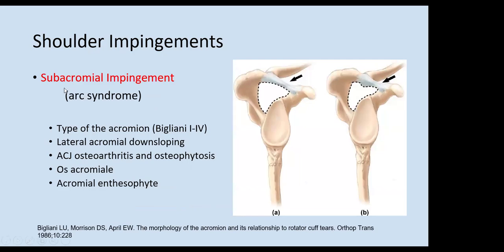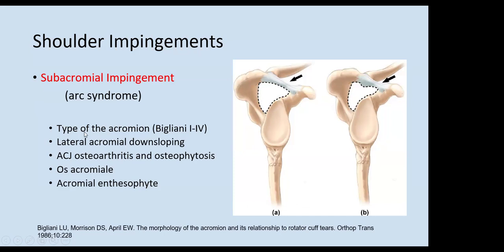The subacromial impingement is also called the arc syndrome. And the reason for that is because that's where the supraspinatus muscle and tendon are situated, and they are situated in what looks like an arc. The boundaries of the arc include the spinous process of the scapula, the acromioclavicular ligament, and the superior margin of the glenoid. So any narrowing of this space or the arc would lead to subacromial impingement.